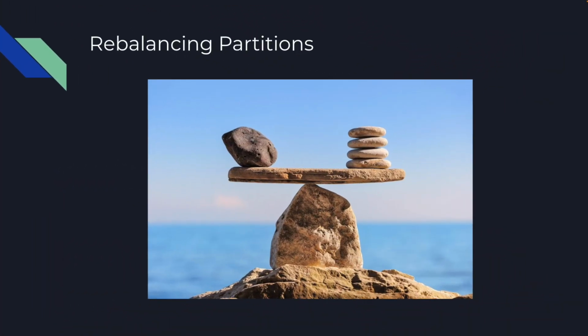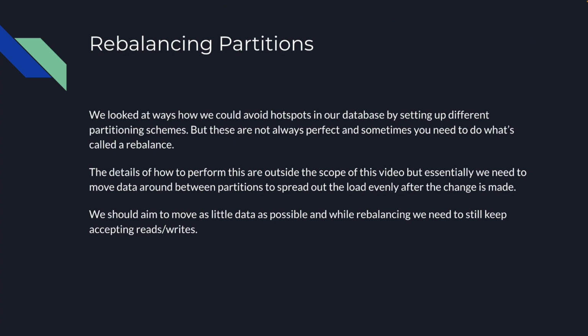So one thing that can happen after you partition your data is that it becomes unbalanced. As you add more and more data to your system, sometimes the partitions are not going to be balanced, and you need to alleviate this to improve the performance of your system. We looked at ways that we could avoid hotspots in our database by setting up different partitioning schemes, but like I mentioned, these aren't always perfect, and sometimes you need to do what's called a rebalance. The details of how to perform this are outside the scope of this video, but essentially, we need to move data around between the partitions to spread out the load evenly after the change is made. We want to aim to move as little data as possible while we're rebalancing, and we also need to keep accepting reads and writes while this is happening.